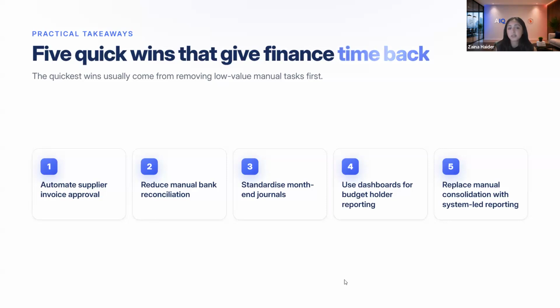Standardize your month-end journals. You don't need to be reinventing the same entries from scratch and processing them. Schedule them, set them once and forget them. Use dashboards for budget holder reporting. So having the ability for your budget holders to access dashboards and reports as and when they need, instead of emailing it out after doing all the manual work of preparing a report.